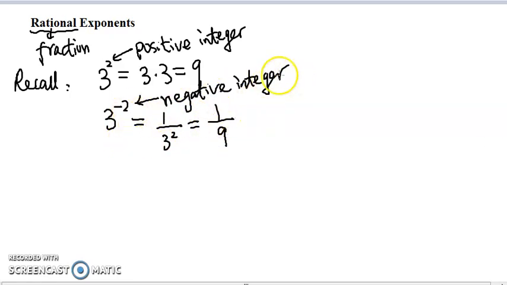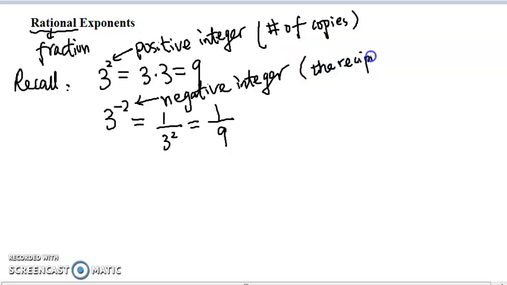So remember, a positive exponent means the number of copies. The negative integer as exponent means the reciprocal of that positive exponent. So I'm just going to put the reciprocal here.